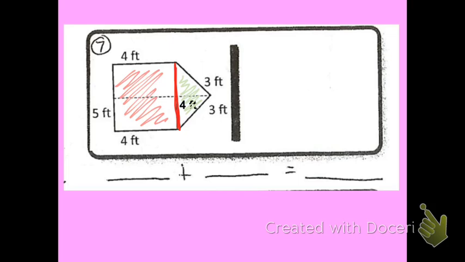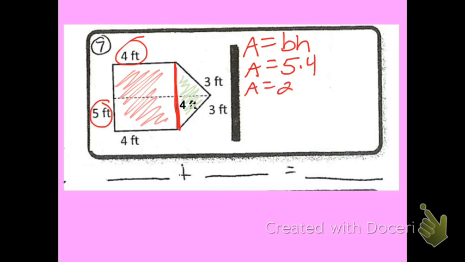So let's start with the rectangle, and we'll write the formula, just like we did. So area equals base times height. How about the base and the height of the rectangle? What are they? 5 and 4, because there's one here and one there. 5 times 4. So that's 20. It's in feet, and they are squared. That's our first one.